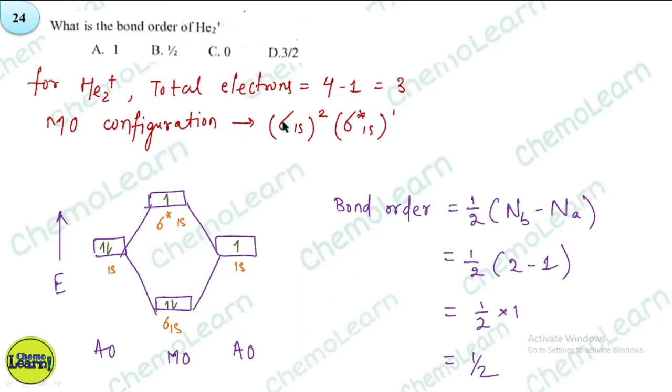So, the MO configuration will be sigma 1s2, sigma star 1s1. This is the bonding molecular orbital, and this is the anti-bonding. This is the MO diagram. This is the helium atomic orbital, and this is the atomic orbital and the molecular orbital: sigma 1s2, sigma star 1s1. The bond order has the formula half into Nb minus Na, where Nb is the number of bonding electrons and Na is the number of anti-bonding electrons. Bonding electrons we have 2 and anti-bonding electrons we have 1. 2 minus 1 is 1, and the answer will be half. Option B will be the right one.